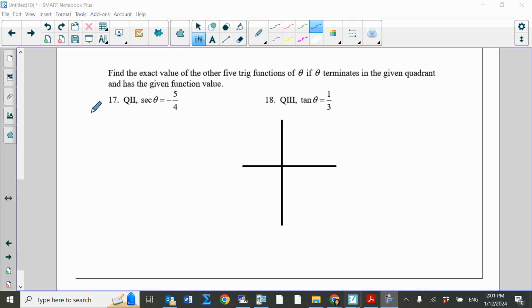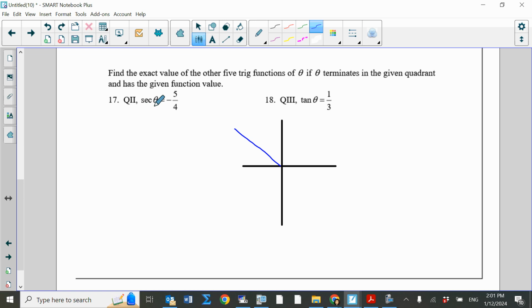Okay, let's work on number 17. It's asking us to find the exact value of the other trig functions of theta if theta terminates in the given quadrant and has the given function value. So we have an angle which is in quadrant 2, and secant of theta is negative 5 over 4. So where's the angle? It's in quadrant 2. We know that the terminal side is here.